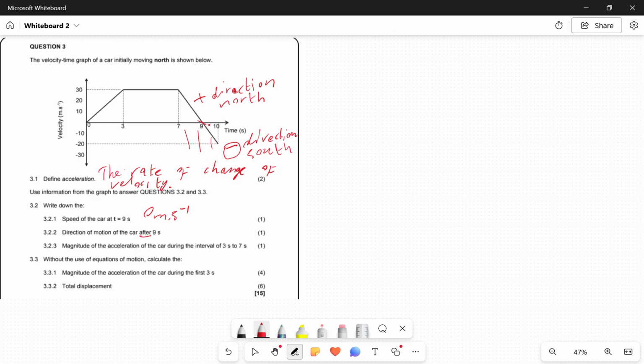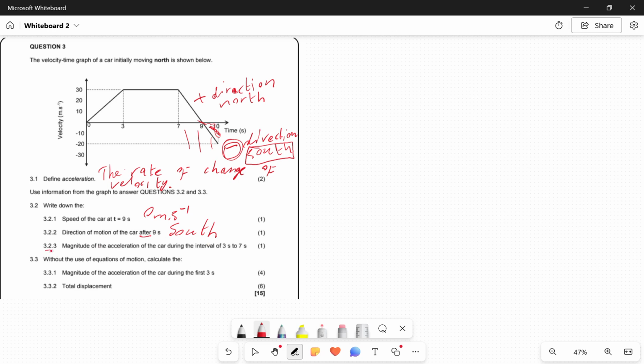So after 9 seconds, it means we are somewhere here now. And somewhere here, it means we are now below the x-axis. And I said below the x-axis, our direction is in the negative direction, which means south. That is going to be our answer for 3.2.2. The direction is going to be south because after 9 seconds our object is now moving in the opposite direction, in the negative direction to be exact.